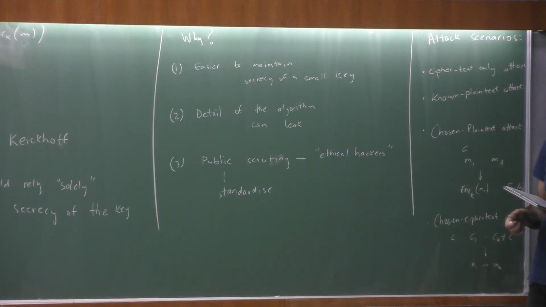Can you request decryption of all the ciphertexts except for C? Yeah, so the space of ciphertexts is typically going to be exponential, and you're going to assume that you're polynomial. So you cannot exhaust all ciphertexts. Yeah.